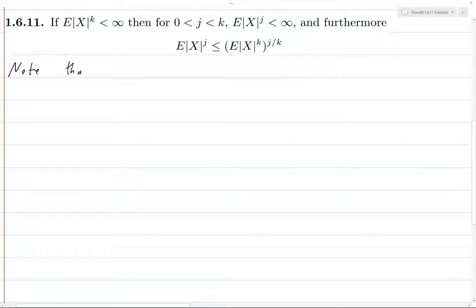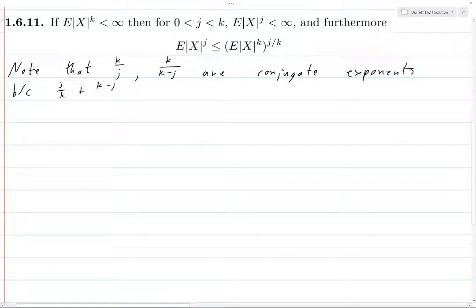So note that j and k are positive and j is less than k. So k over j and k over k minus j are conjugate exponents, because if you add their inverses, then on top we're going to get j plus k minus j, so that's just going to be k, and in the denominator we're going to get k. So this is 1.